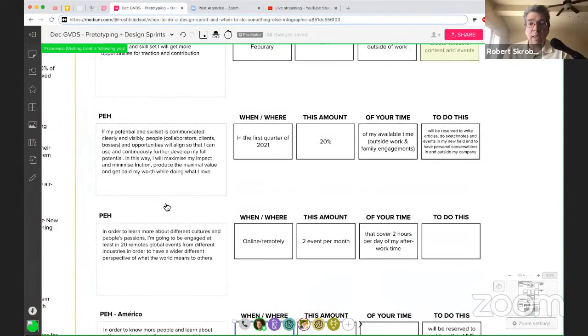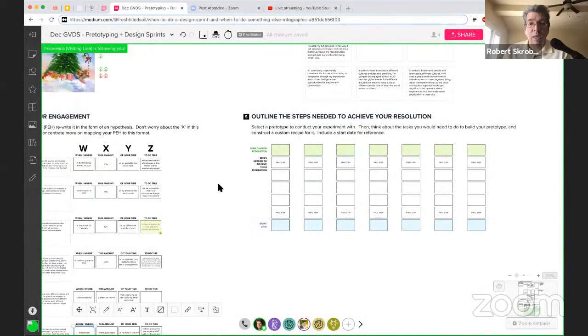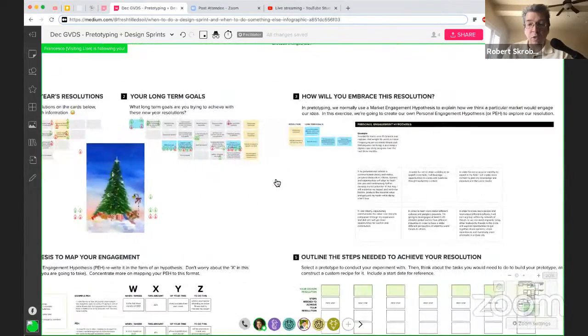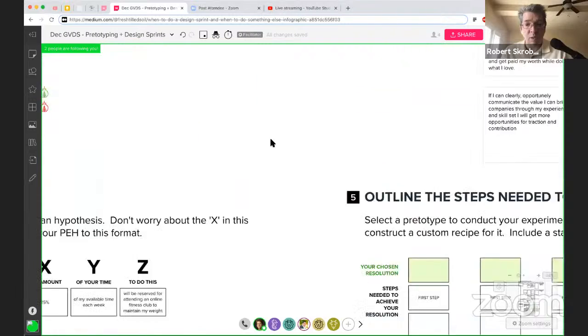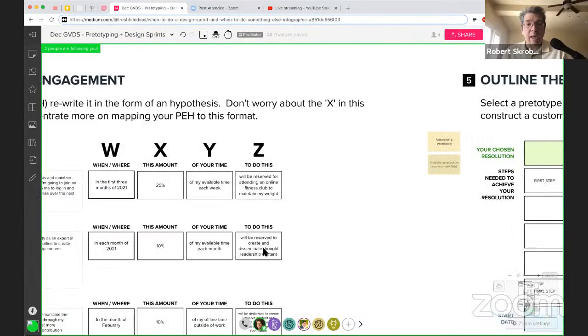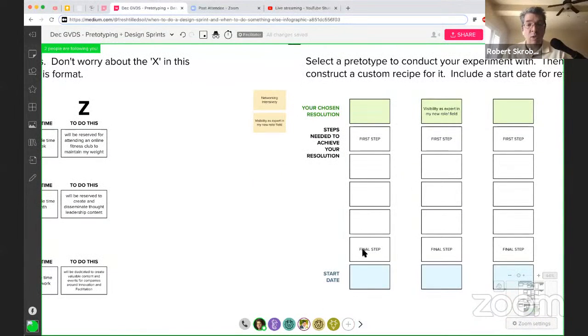So as you're getting these done, or at least as you're building these out, the last step, and it's fairly simple, is to take the chosen resolution that you've been working on. So you have two really: networking intensely, or your visibility as an expert in your role or field, and I'll copy these down here. You can choose from one of these resolutions in step 5. And then for the WXYZ that you put in here, you'll take one of these rows and start with the first step and take 5 steps to get where you need to go.